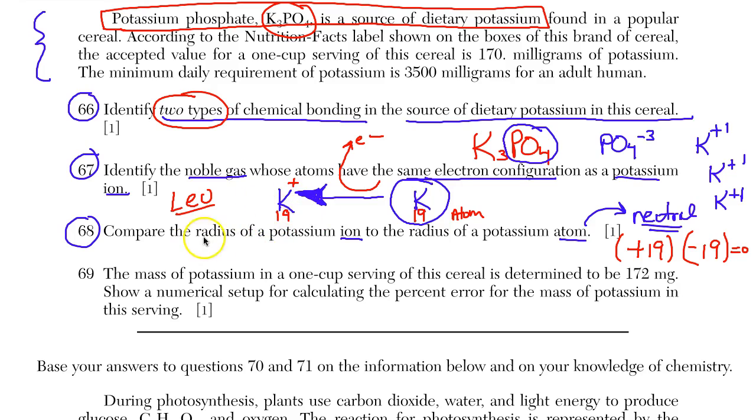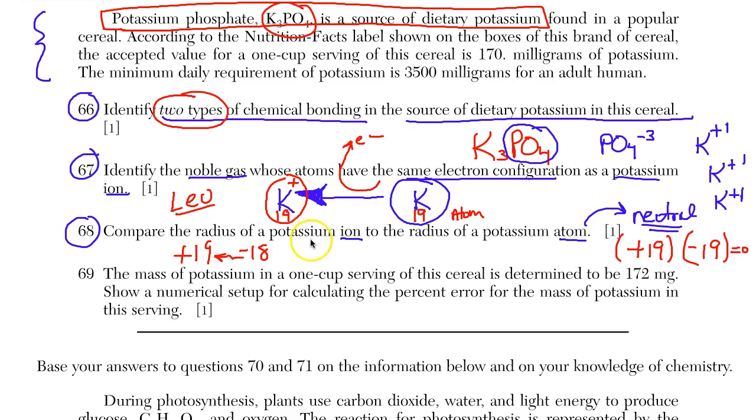In this case over here, you've got 19 protons, but now you've got 18 electrons, and now there's a little more positive charge than negative charge, and that's going to pull these electrons in. So that must mean that the ion has to be smaller. Okay, when you lose electrons, the ion compared to the atom gets smaller.